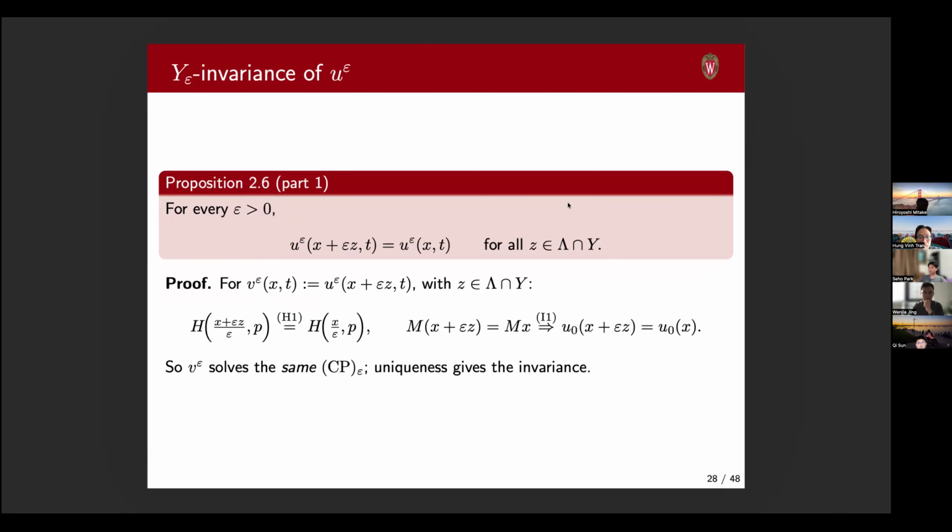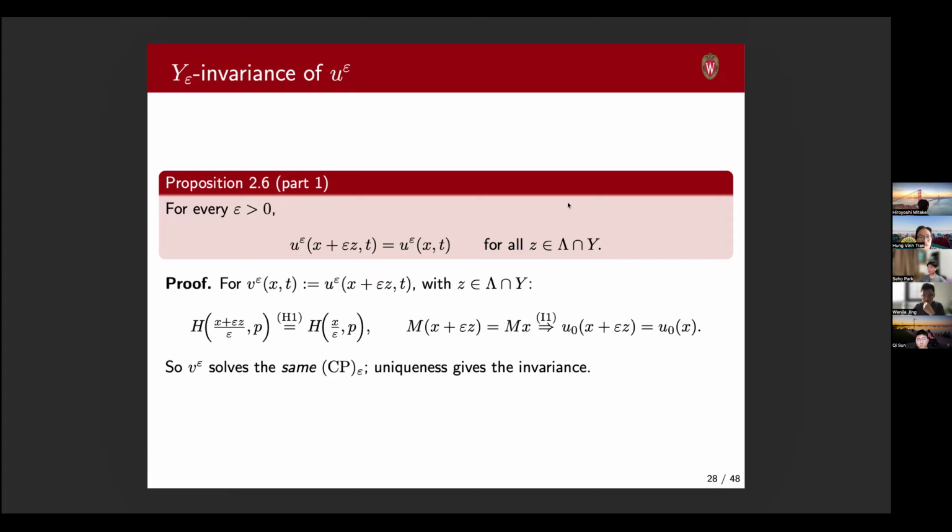Okay, so I will explain the Y epsilon invariance of our solution U of epsilon. Let's say we translate our equation by a Y epsilon value, epsilon times z. Then in our Hamiltonian, it becomes H of x plus epsilon times z, divided by epsilon. So it is basically x over epsilon plus z, but H is periodic, so it is the same. It goes back to our original Hamiltonian. And also, since the initial data only depends on the mean and z is mean zero, it doesn't change our initial data.